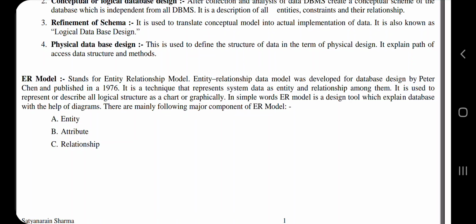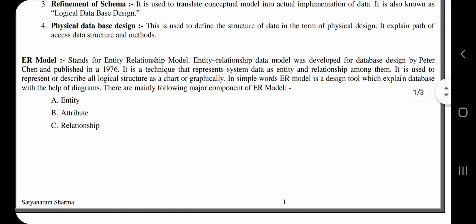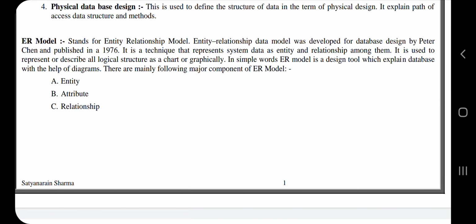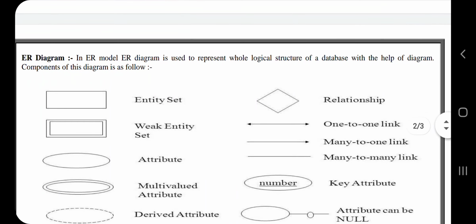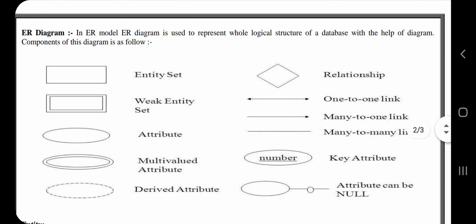In simple words, ER model is a design tool which explains database with the help of diagrams. There are mainly following major components of ER model. First, entity, second, attribute, third, relationship. ER diagram. In ER model, ER diagram is used to represent whole logical structure of a database with the help of diagram. Components of this diagram are as follows.